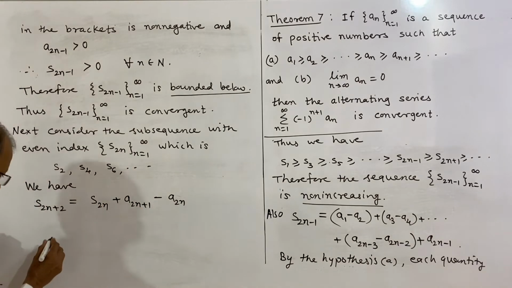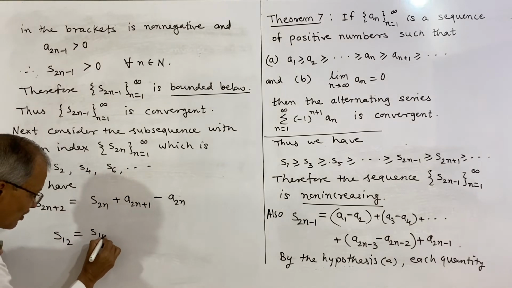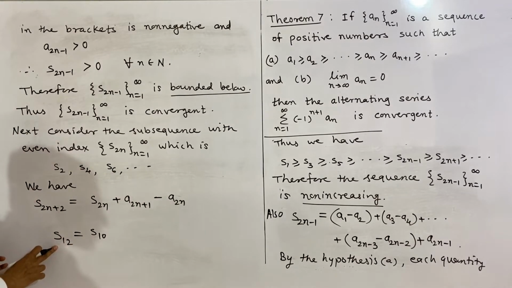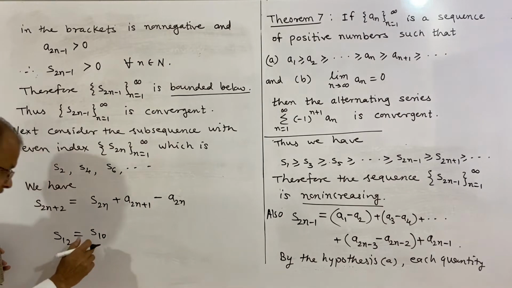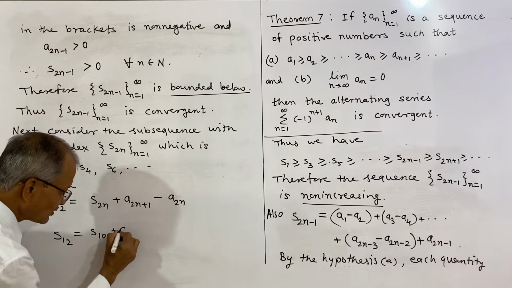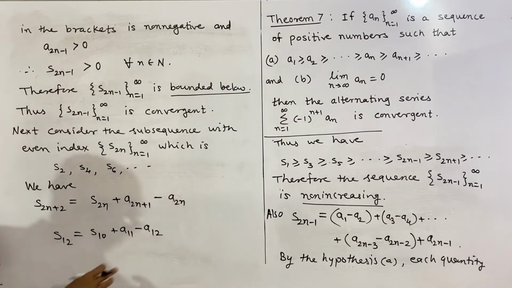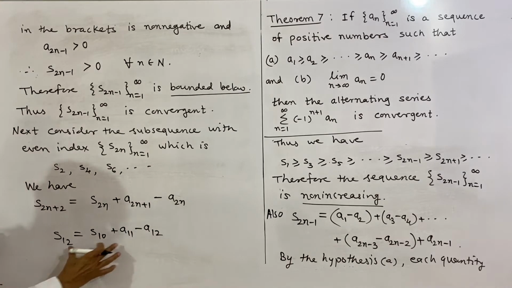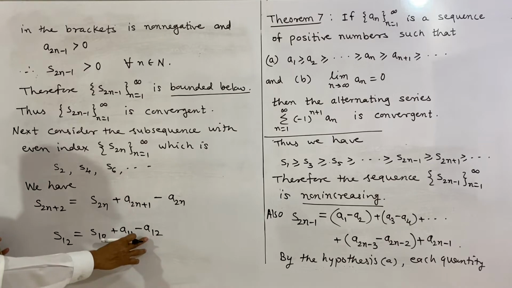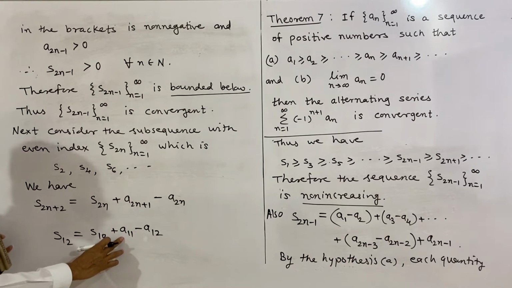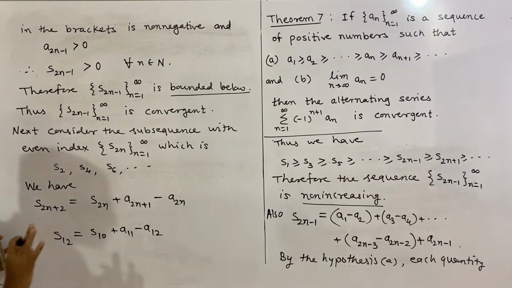So for example, if we write S12, then that can be written as S10, the sum of the first 10 terms, and on the right side we will write the sum of the first 10 terms, and then the 11th term, that is positive, A11, and the next A12, which is negative. So in this way the sum is expressed: the sum of 10 terms plus the 11th term plus the 12th term, where the even term is negative and the odd term is positive.